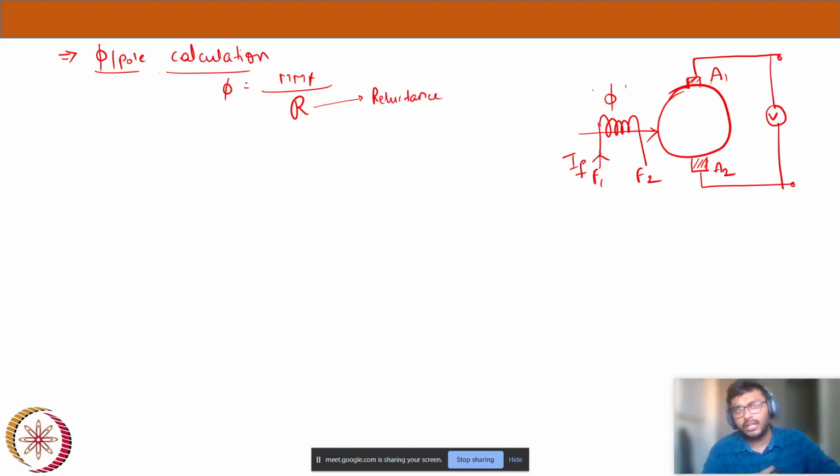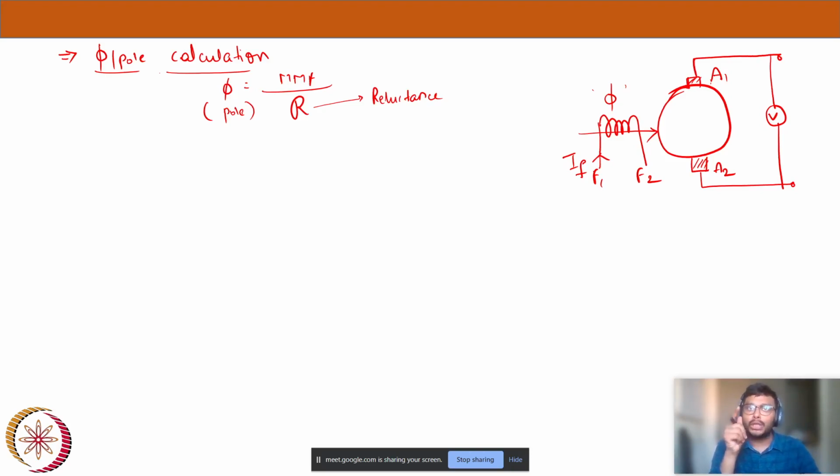Reluctance will be there for that material, and with the MMF you will easily get the flux. I will specify this is flux per pole. Now, if flux per pole is known, the EMF is required. Now I want to calculate the EMF equation.